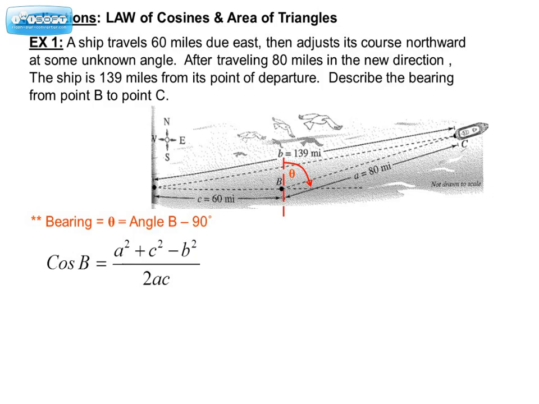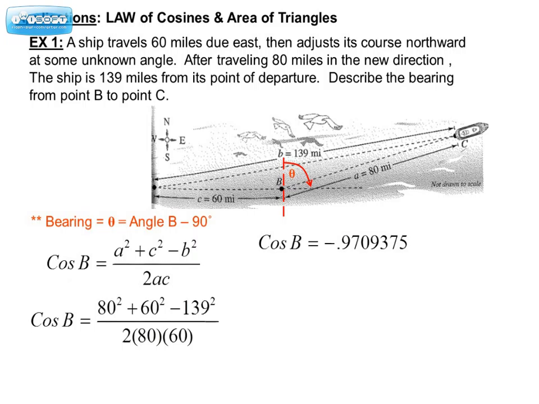We rewrite the law of cosines so that the unknown angle is on the left-hand side. If we substitute in the values for the side lengths, we find that the angle of B is 166.15 degrees. The bearing angle, which is 90 degrees less than that, is north 76.15 degrees east.